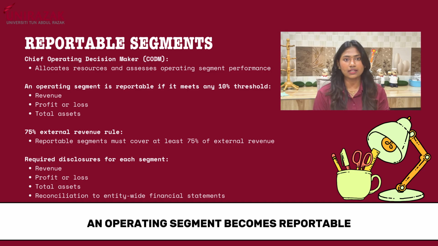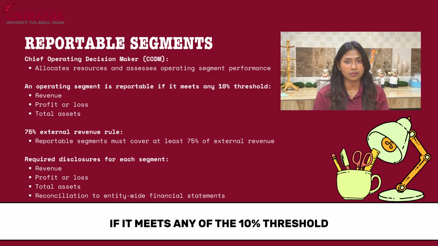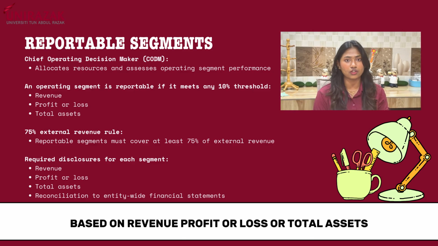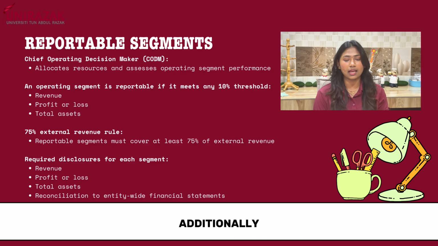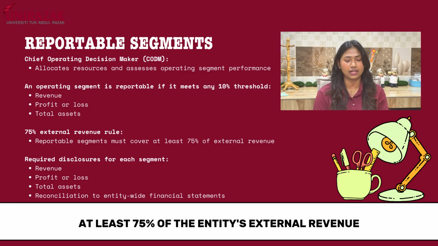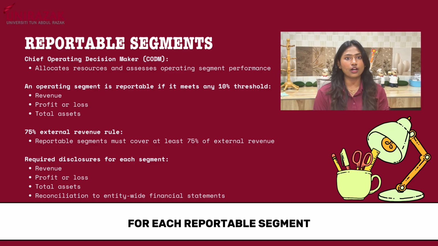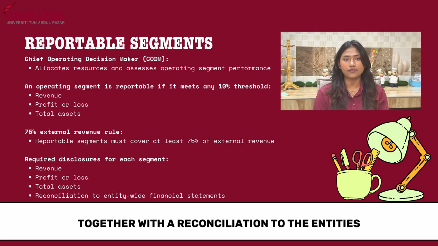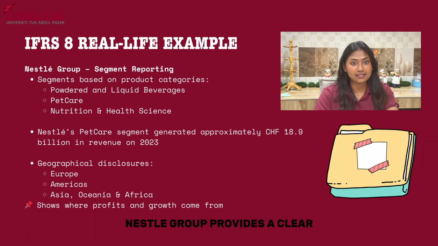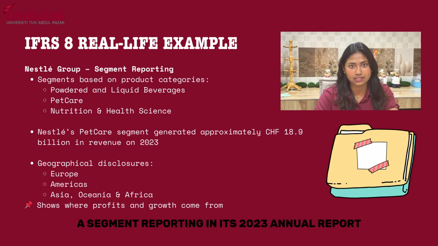performance. An operating segment becomes reportable if it meets any of the 10% thresholds based on revenue, profit or loss, or total assets. Additionally, at least 75% of the entity's external revenue must be included in reportable segments. For each reportable segment, companies must disclose revenue, profit or loss, and total assets, together with a reconciliation to the entity's overall financial statements.